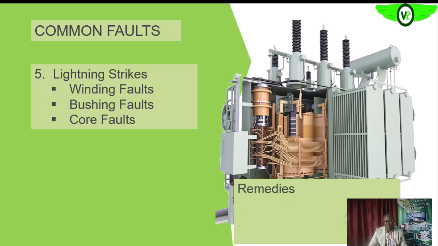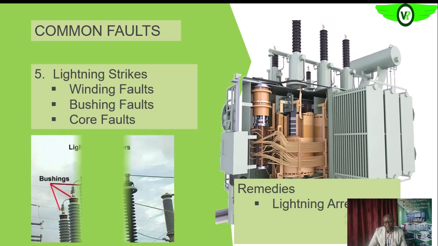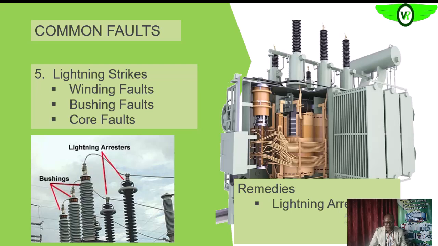So what are the possible remedies? What can we do to be sure that, in the event of lightning strike, we will be able to take care of every eventuality that may occur? The most common and most effective is the use of lightning arrestors. Lightning arrestors, that is what we'll see here. It is connected to the line feeding the transformer, as you can see.